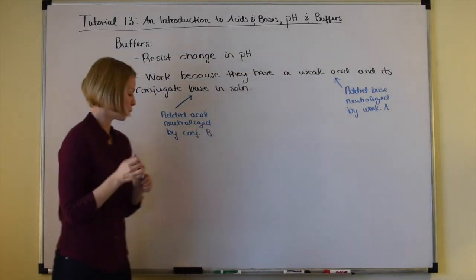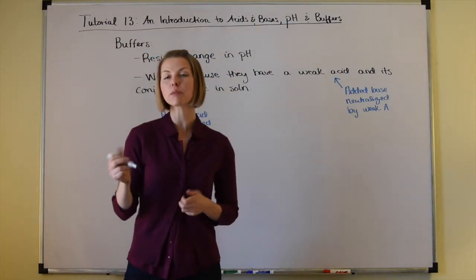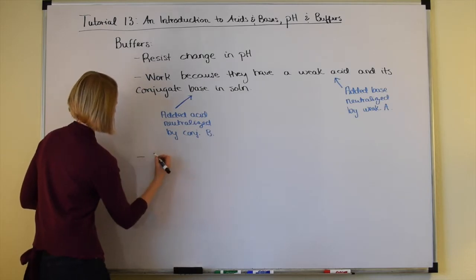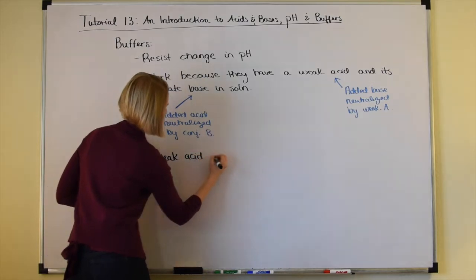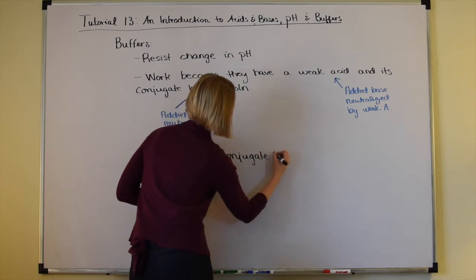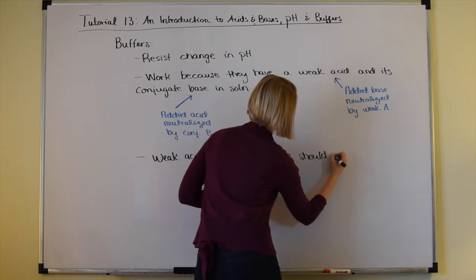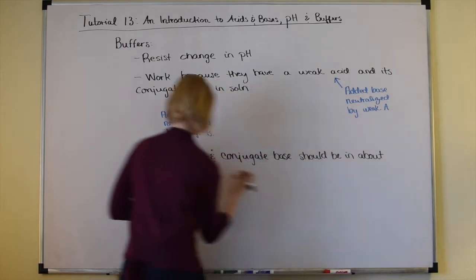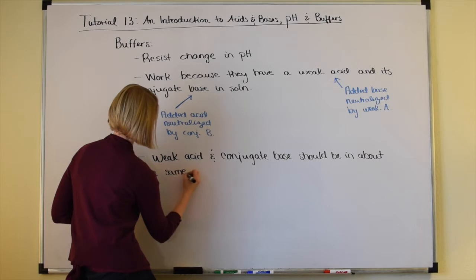And in order for a buffer to work properly, the weak acid and its conjugate base need to be present in roughly equal molar quantities. Okay, so the weak acid and conjugate base should be in about the same concentration.